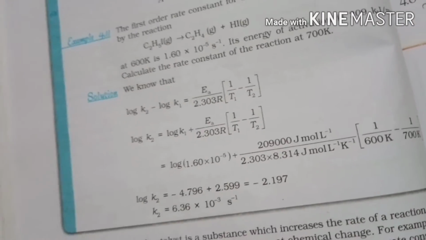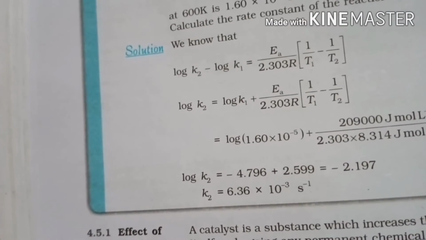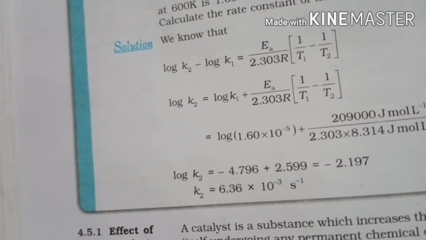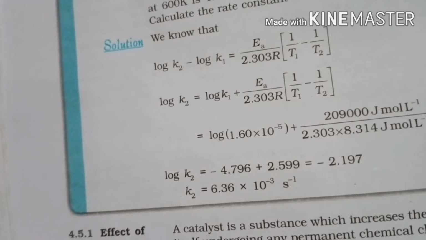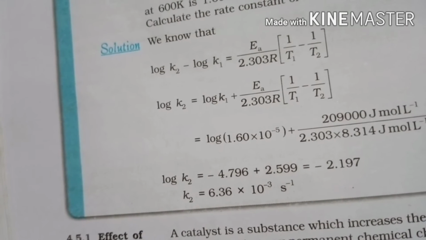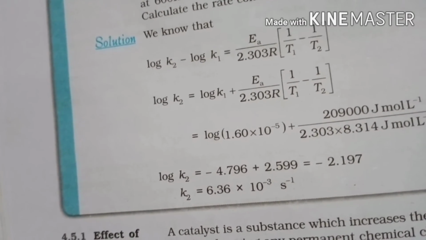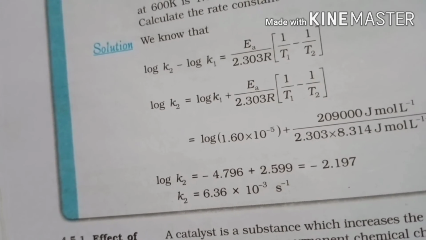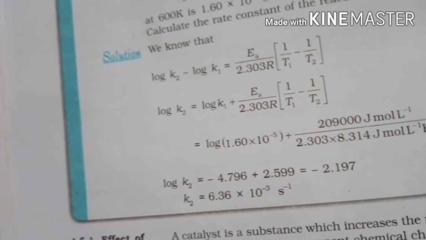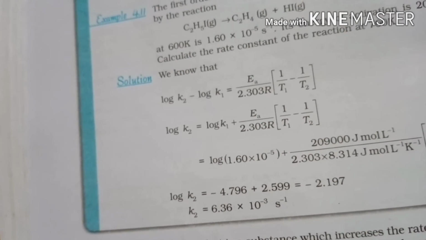Then you can find out log K2 equal to minus 4.796 plus 2.599, this is equal to minus 2.197. Taking antilog of this one, you will get K2 equal to 6.36 into 10 to the power minus 3 per second. This is what about your example 4.11 calculations.